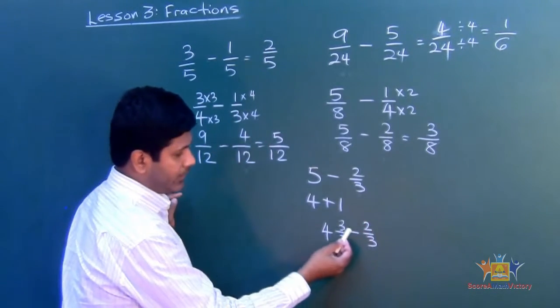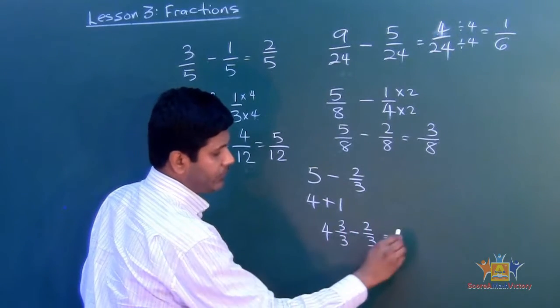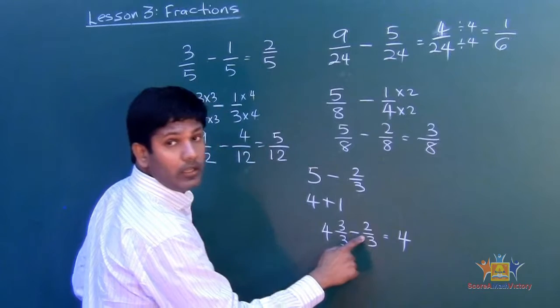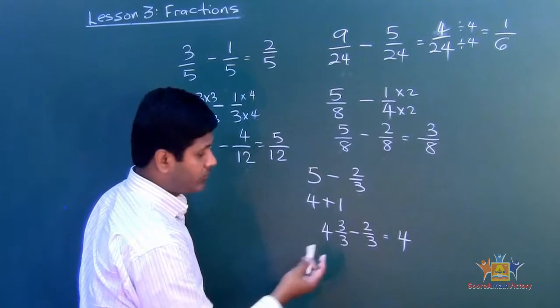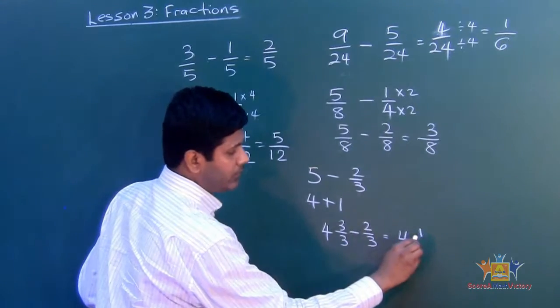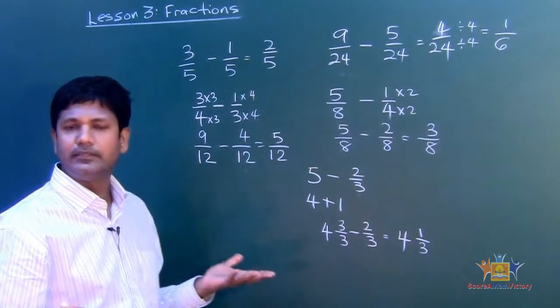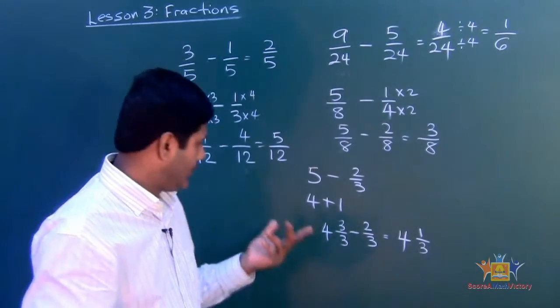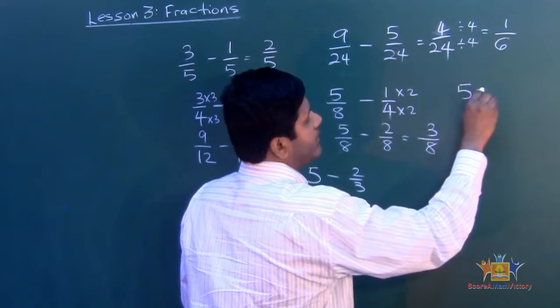Now I can subtract. 3 minus 2 is 1. First I bring the 4 across because there's no whole number to subtract from this 4. I just bring the 4 across. 3 minus 2 is 1. And then I bring the denominator across. That's it. See that?